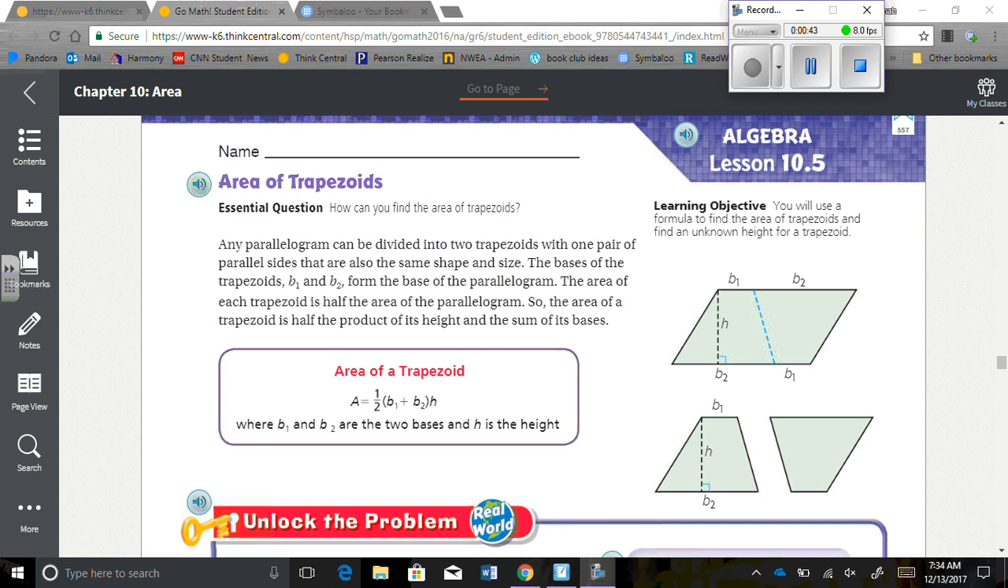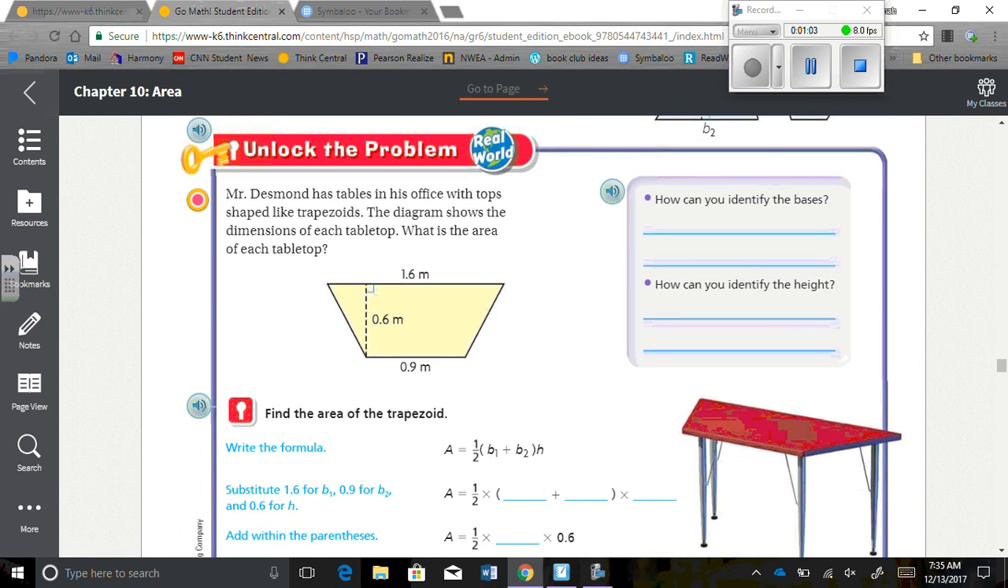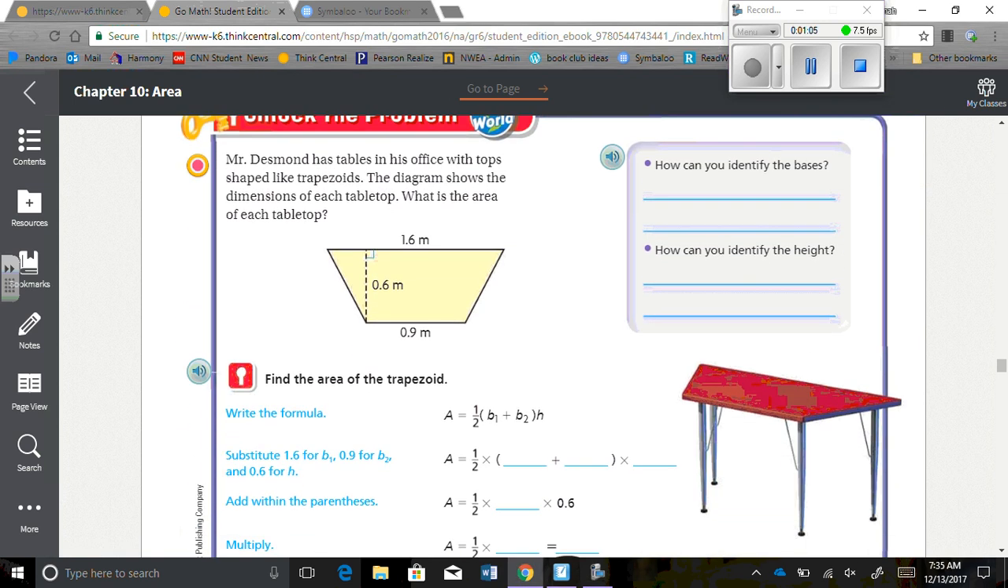So that's nothing new from yesterday, but this time they give us a formula, which you can see there. A equals 1/2 (base 1 plus base 2) h. So that's just saying that base 1 and base 2 are added together first, and then we multiply it by the height and 1/2. So all of that is review, but down here we're going to see a little bit different stuff.